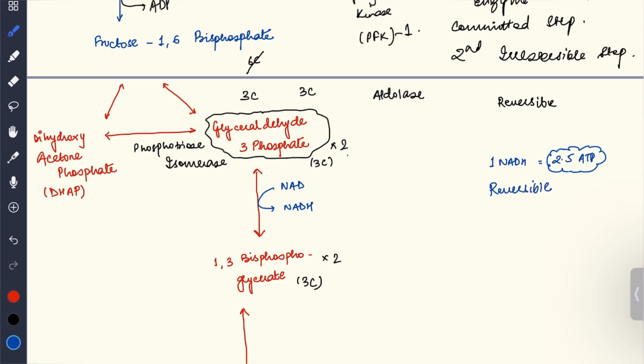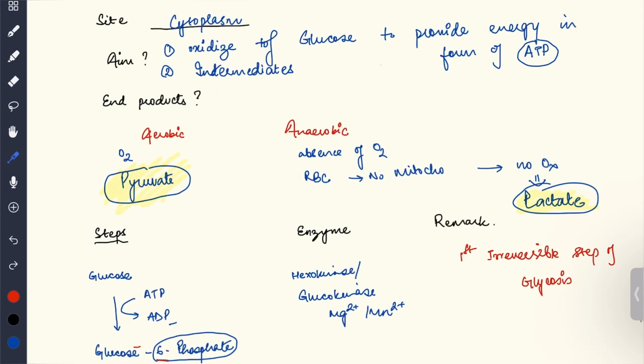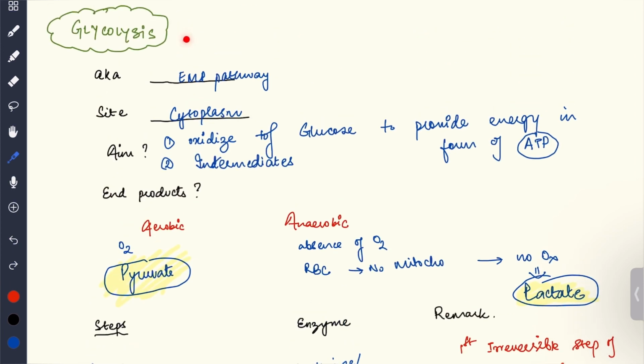So just a review of what we were studying. We'll just revise once. Glycolysis, what is the other name of glycolysis? EMP pathway. And where is the site? Cytoplasm. What is the aim? Oxidation of glucose to provide energy. What form will energy be in? ATP. What is the other aim? It will form intermediates or metabolites for the metabolic pathways. What are the end products? There are two types, aerobic and anaerobic. Aerobic will form pyruvate and anaerobic will form lactate.